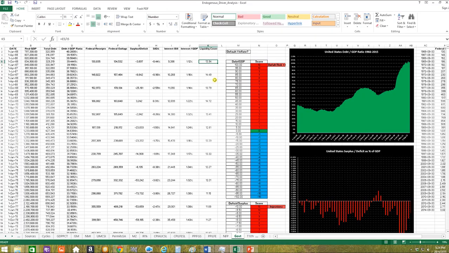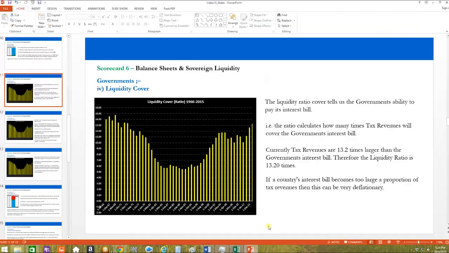The way the liquidity cover ratio is worked out is we're referencing cell E5. So column E, we're referencing federal receipts, so the tax receipts that the government receives. And we're referencing I5, the actual interest bill. And we're dividing receipts by the interest bill to get our ratio. So let's go back to the presentation and look into this in a bit more detail.